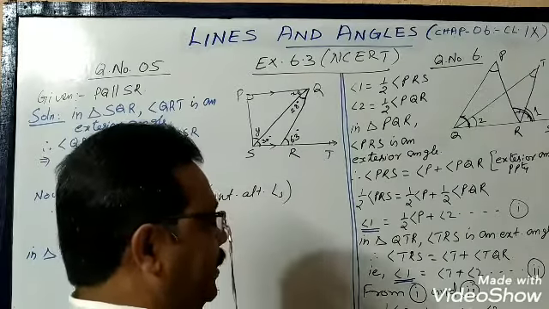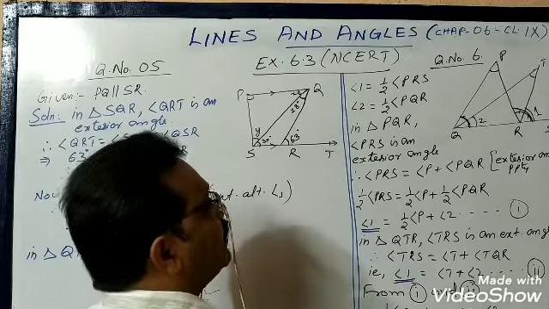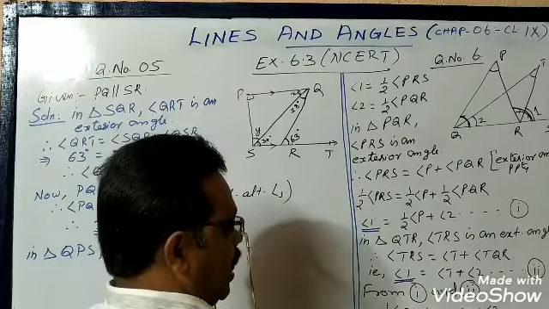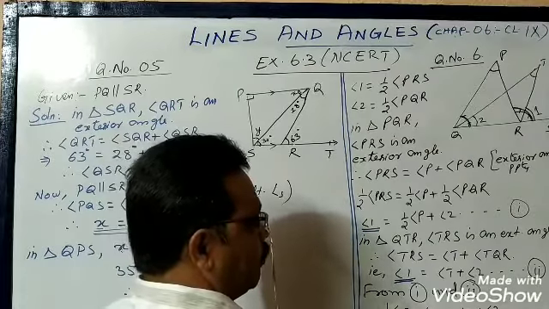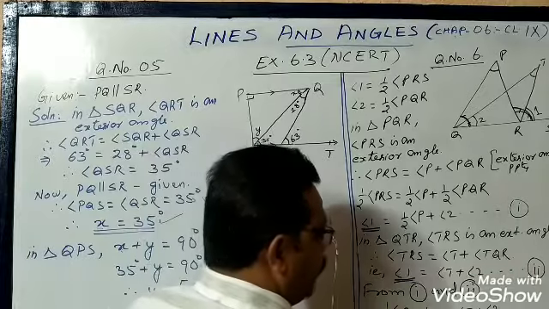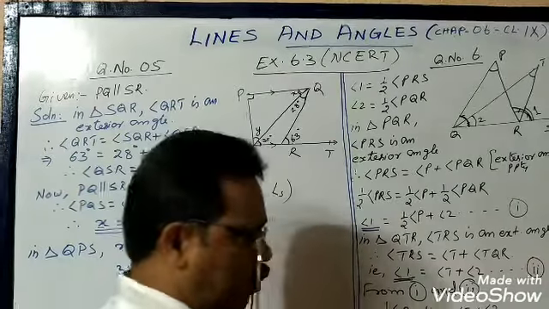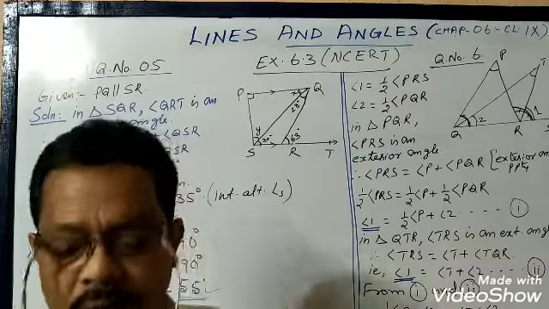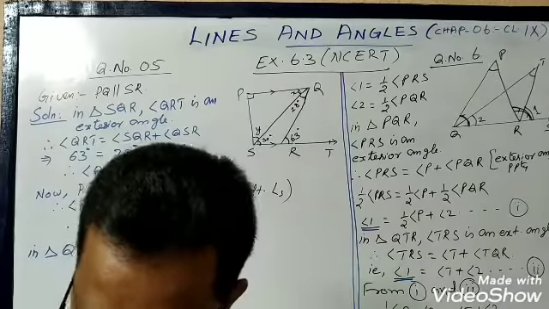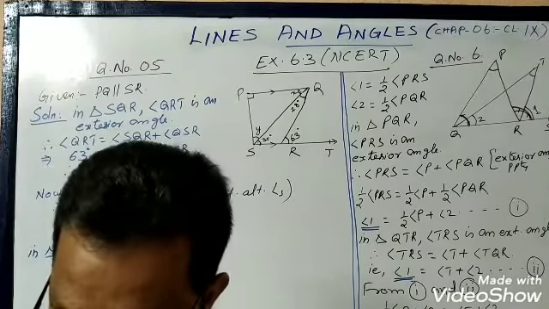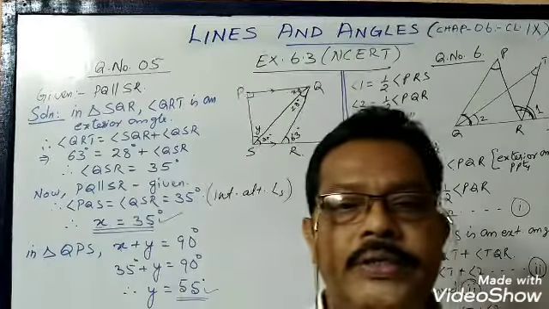So we write according to the question. Angle T means angle QTR. Angle QTR is equal to half of angle PQR. We have proved it. We have solved so many questions from exercise 6.3, and this chapter is over. I hope you have understood.